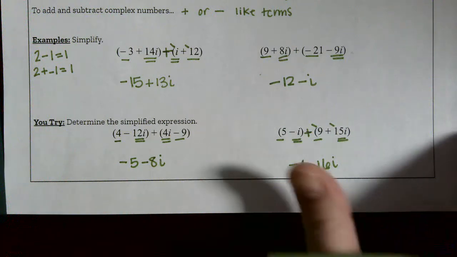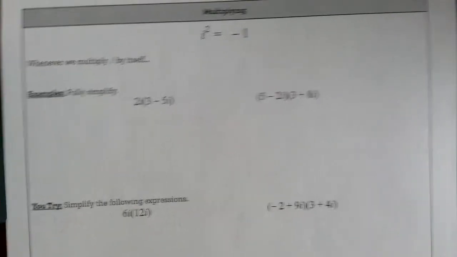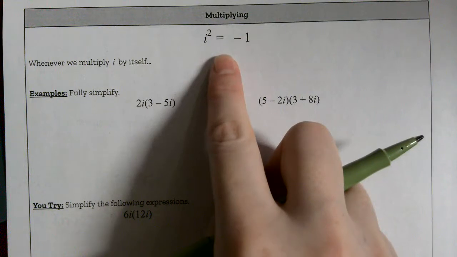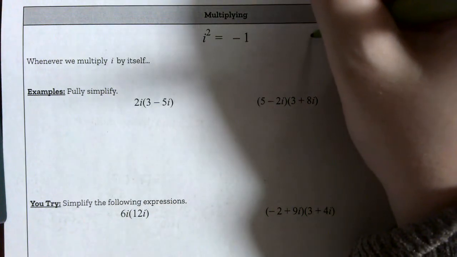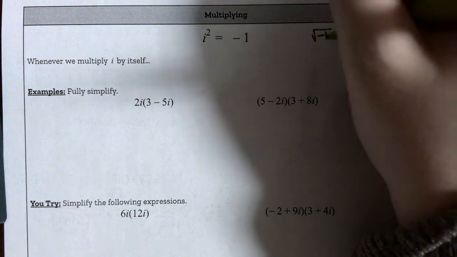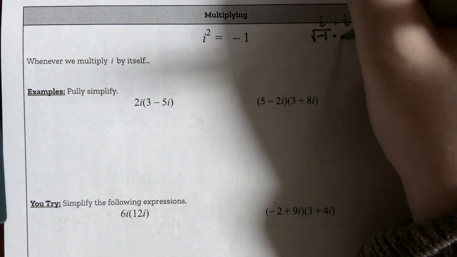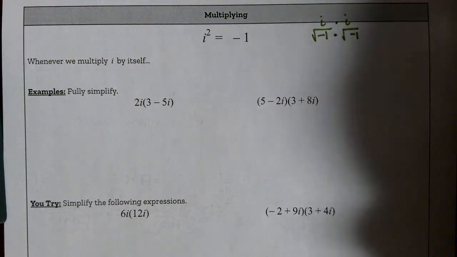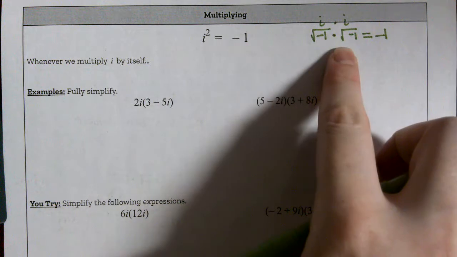Now we got one last thing to look at on the back, which is multiplying our imaginary numbers. And when we multiply, you just have to know that i squared is equal to negative 1. Remember that i, by definition, is the square root of negative 1. This is i. And if we multiply i by i, we're multiplying the square root of negative 1 times the square root of negative 1, which gives us just negative 1. So that's kind of the definition. This is where it comes from.